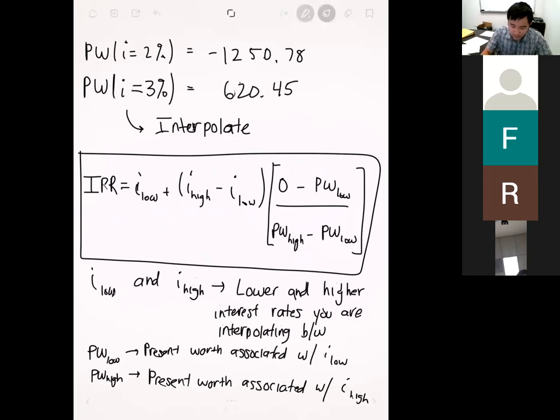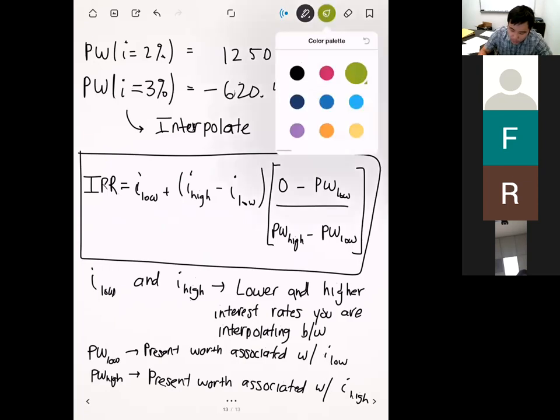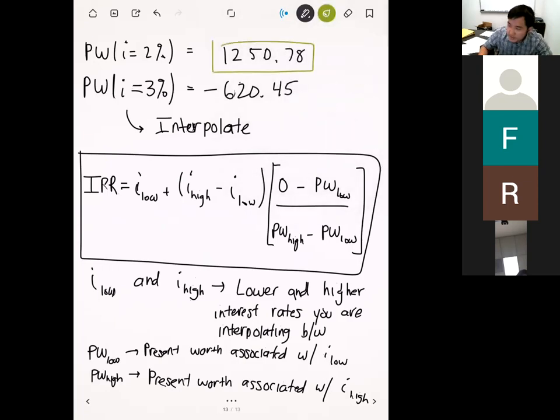Okay. It just so happens in this problem that they match, right? And so in this case, the present worth associated with 2% is also the lower number, or the more negative number. But if we had a situation where these were swapped, and so let's say that for PW at I equal to 2%, we get a positive 1250, and then for PW at 3%, we get a negative 620, right? And so in this case, PW low, even though this present worth numerically is higher than the other one, is the present worth that's associated with the lower interest rate. Okay. And so don't get confused by the terminology there.